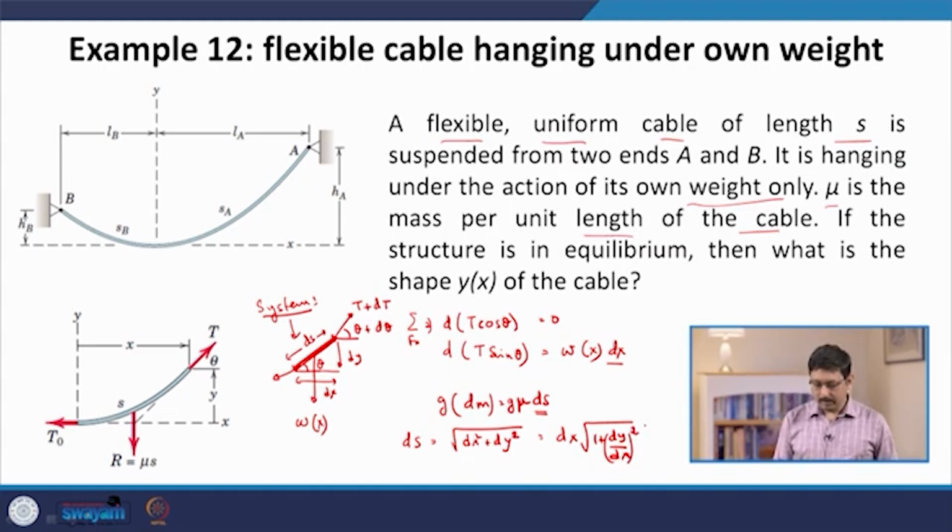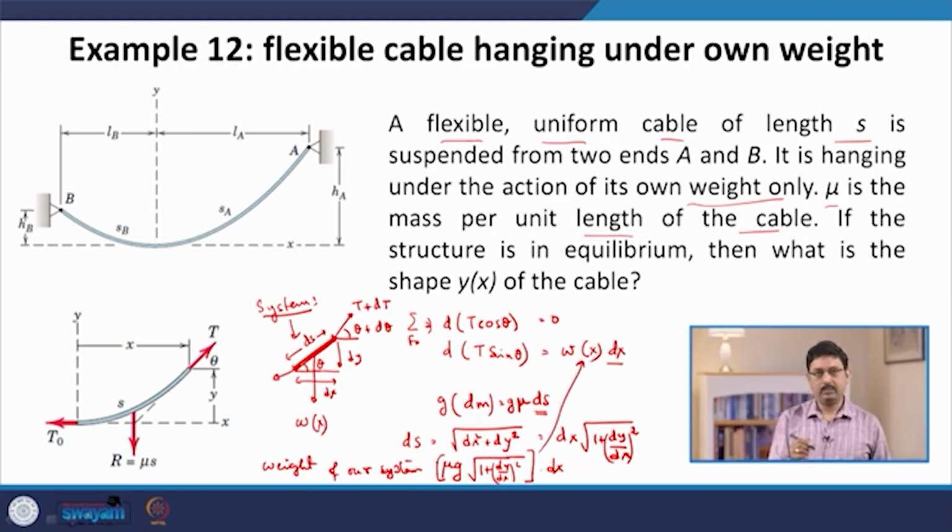So, that means the vertical force, the weight of our system, is mu times g times 1 plus (dy/dx) whole square times dx. Now, this is our W, and because the curvature is continuously changing at different points, (dy/dx) whole square is not a constant.